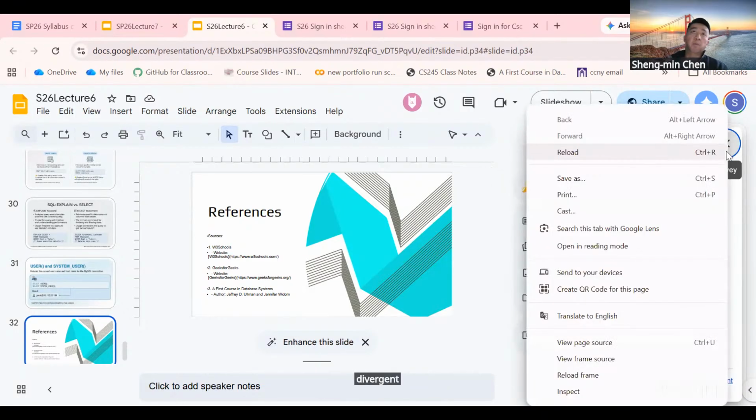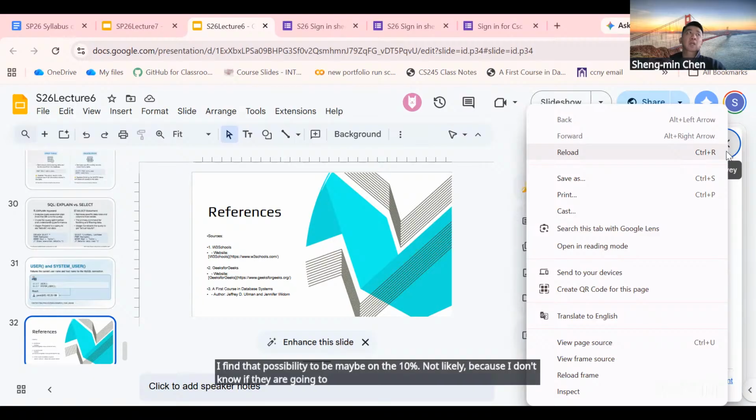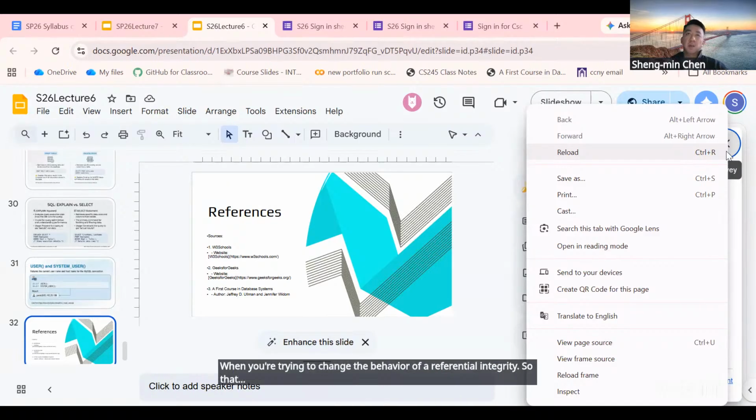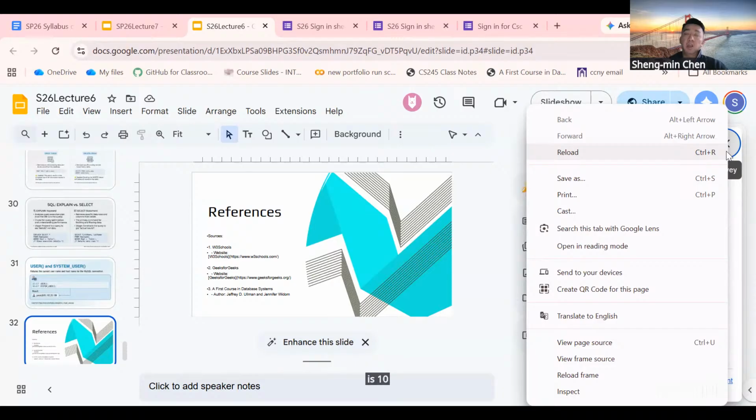divergent behavior. One of them might be when you're actually trying to update the integrity constraint to set null, maybe it's going to alert you. I find that possibility to be maybe 10%. Not likely, because I don't know if they're going to look up the foreign table when you're trying to change the behavior of a referential integrity. So that is 10%, but it could be.